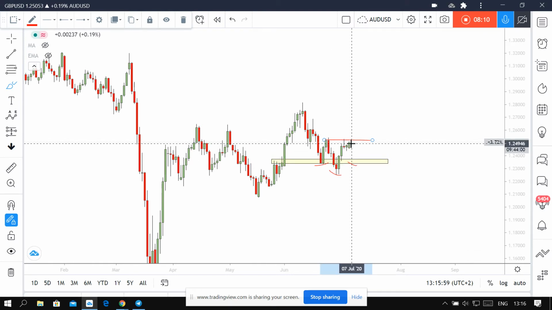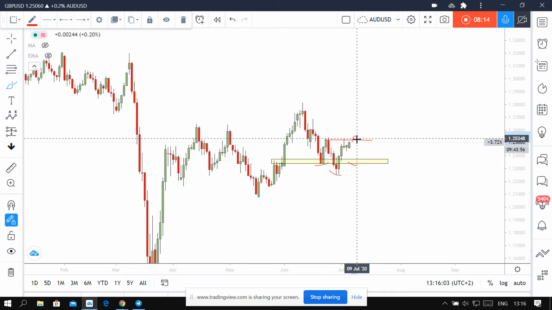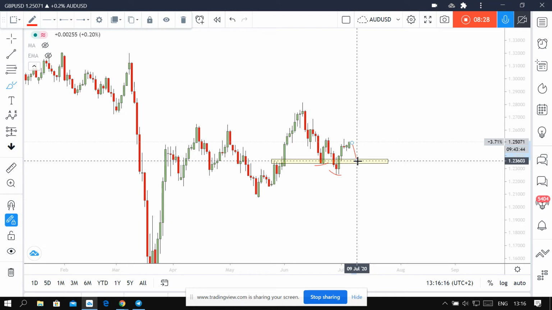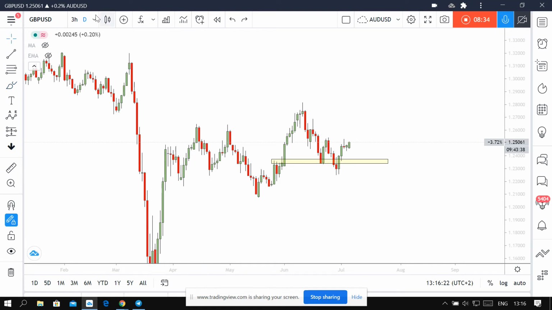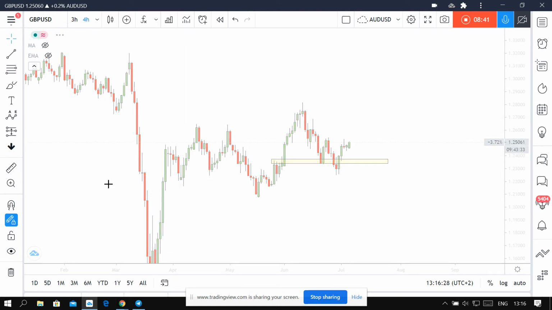But if price does break through this resistance, and comes back to retest it, I won't be looking for a long entry because there is a possibility that we could have a false breakout. So I'll be looking for price to actually make its way down to support before I actually get my long entries. Now, if you just step it a time frame lower, I'll go to my 4-hour time frame.